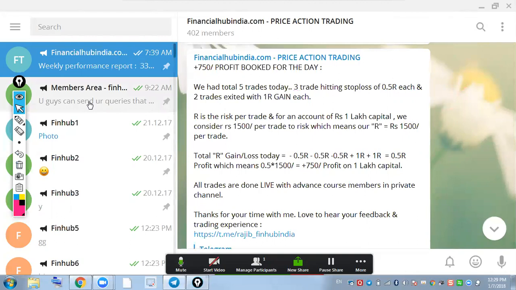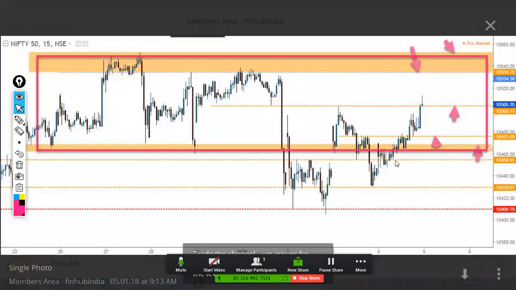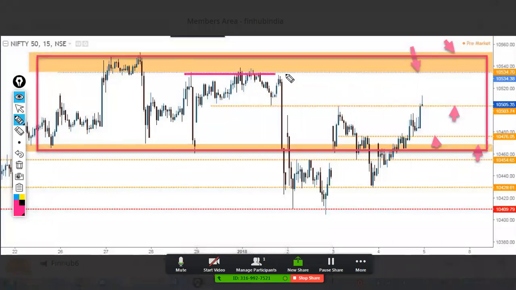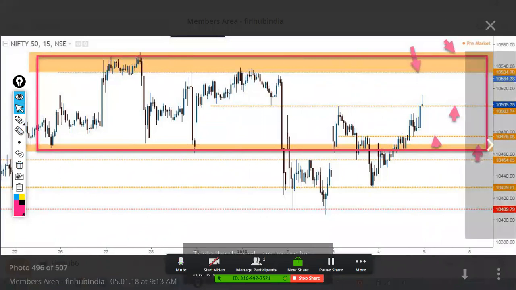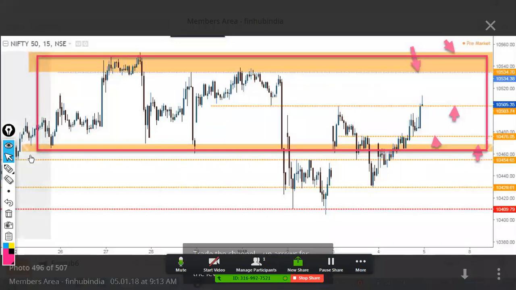Okay, so let's go to our member section. In the member section, this was the first post. As I told you, we are looking for a sell off on this level, and that's what this arrow means. We'll be looking at our strategies over there. And these are the mid levels. In the public channel, I guess you can see the overall channel only.